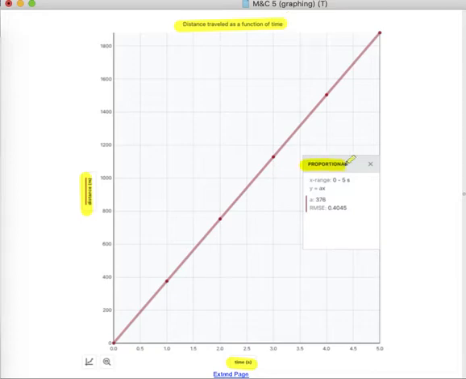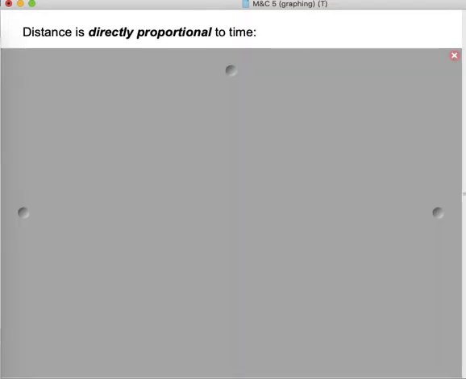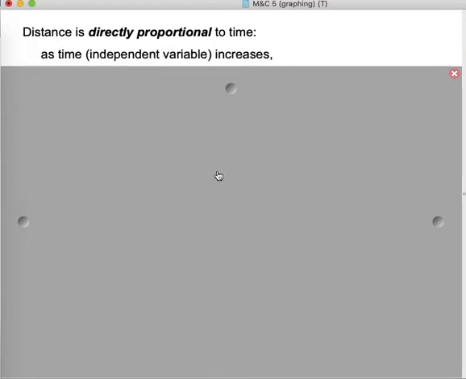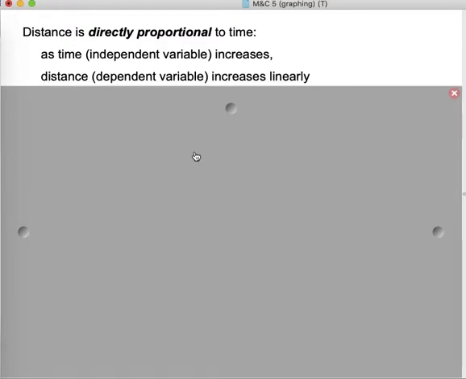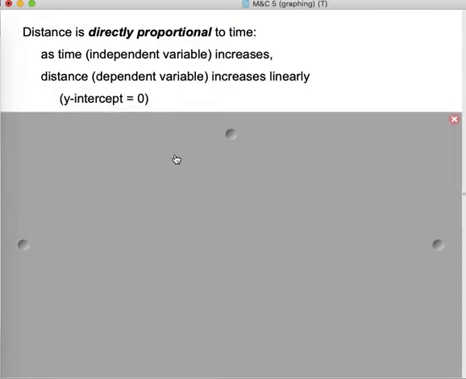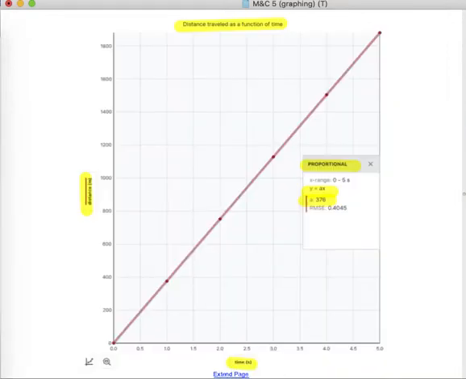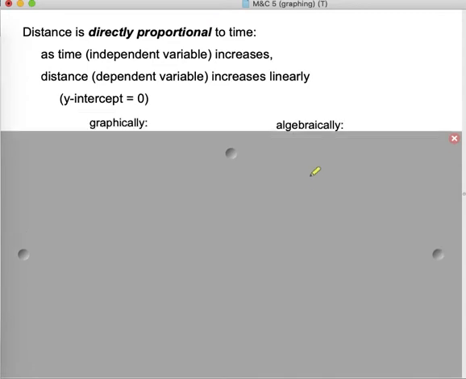I applied a proportional curve fit, which gave me the equation y equals ax, and the value of a of 376. Okay? I applied a proportional curve fit because this graph shows me that distance is directly proportional to time. As time, the independent variable, increases, distance, the dependent variable, increases in a linear fashion, and the y-intercept equals 0. Notice that the curve goes through the origin, meaning the point 0, 0 is on the line.